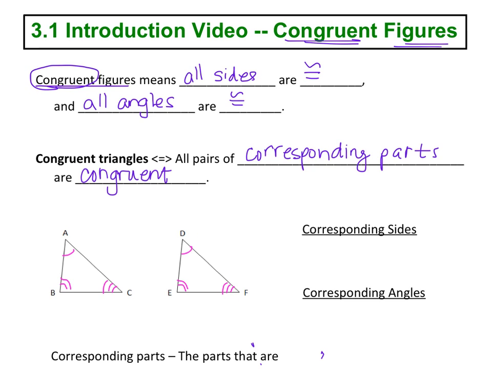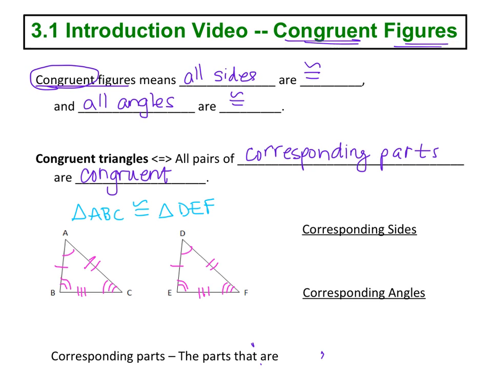Let's go ahead and fill in our sides. Side AB is congruent to side DE. Side AC, the hypotenuse of the triangle, is congruent to DF. And then our third side is congruent to the third side over here. So for these two triangles, we would say triangle ABC is congruent to triangle DEF.